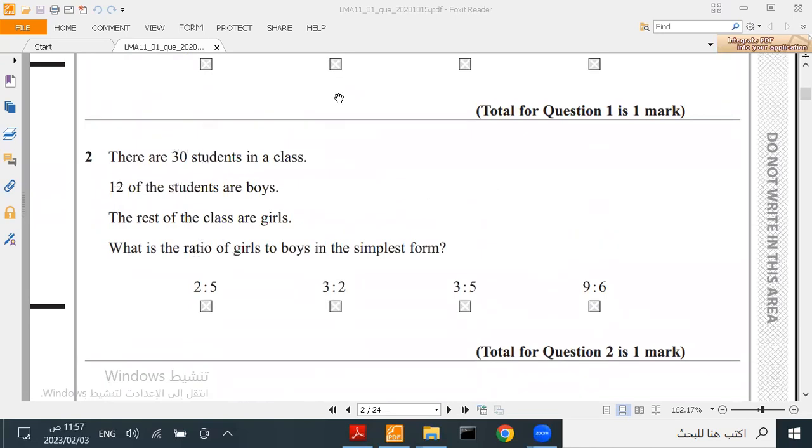For question 2, first you write the actual ratio, which is 12 to 18, and then you simplify. Oh, and they have to be girls to boys. Focus on this. Let's start with the girls first. Girls to boys, so 18, 12. Together they are 30. The boys are 12, we write boys 12. So how many girls if the boys are 12? Subtract 12 from 30, that is 18.